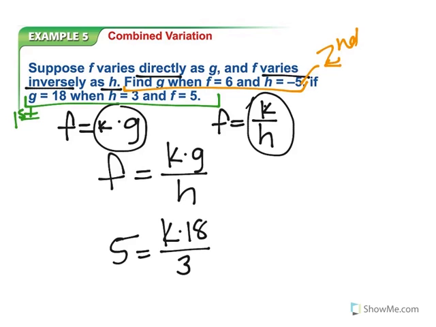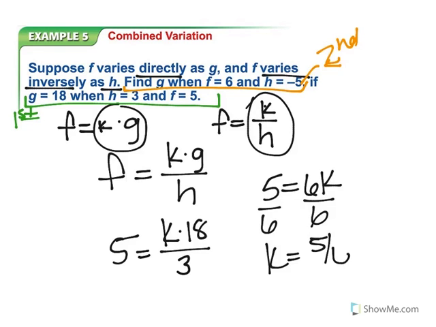And we need to solve for k. All right, so first let's do 18 divided by 3, which is 6. So we get 5 is equal to 6k. And then divide by 6 on both sides, so we get k is equal to 5/6. All right, so let's go back to our formula. We have f is equal to 5/6 times g divided by h.